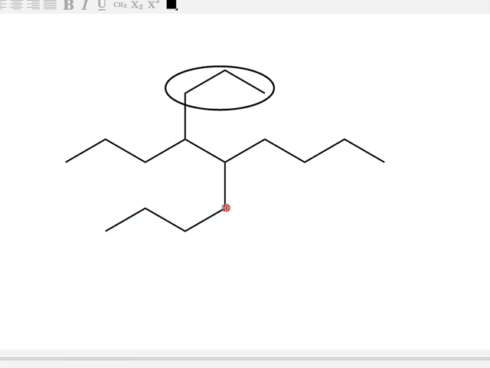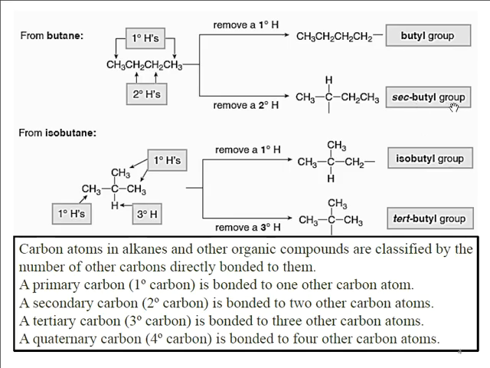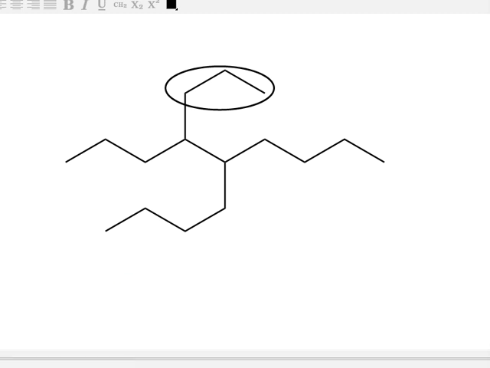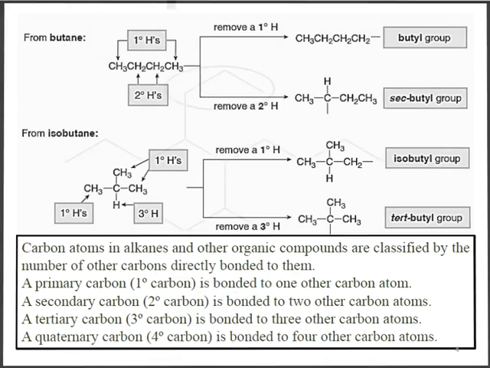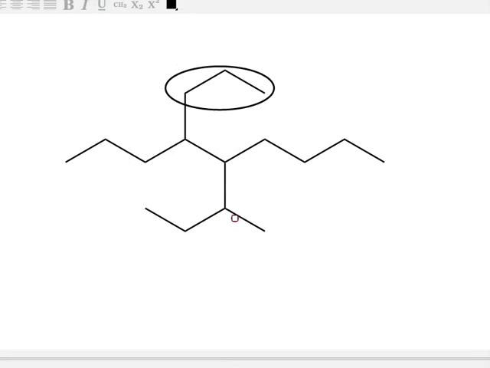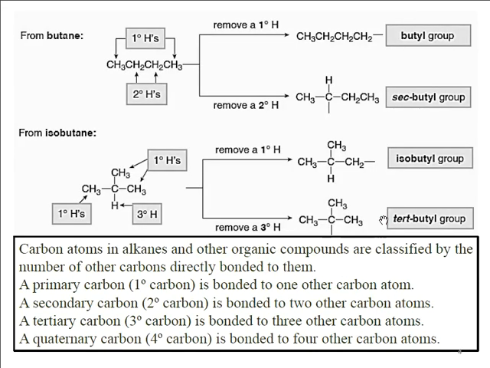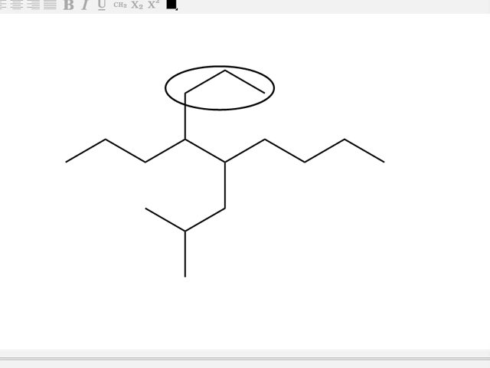This is the butyl group, 1, 2, 3, 4 carbon. To the secondary butyl group: we remove this and put this. This is the secondary butyl group. And go to the isobutyl group. This is the isobutyl group. Okay, the final one, the tertiary butyl group. Remove this and this, and this is the tertiary butyl group.